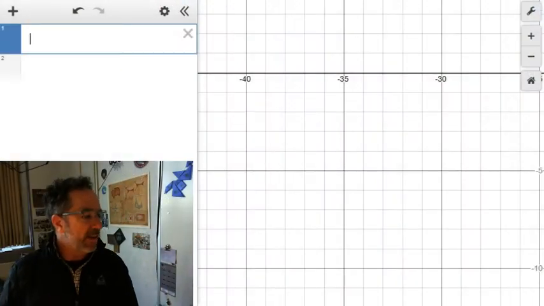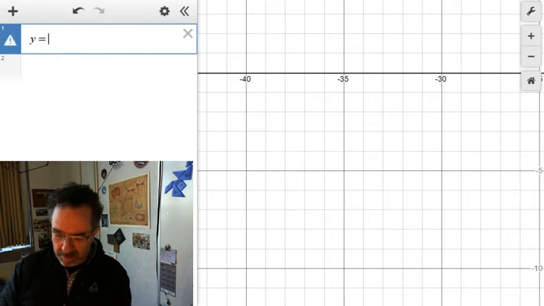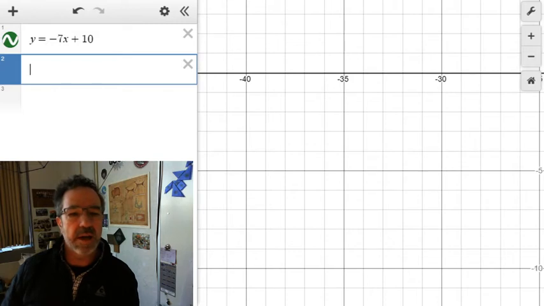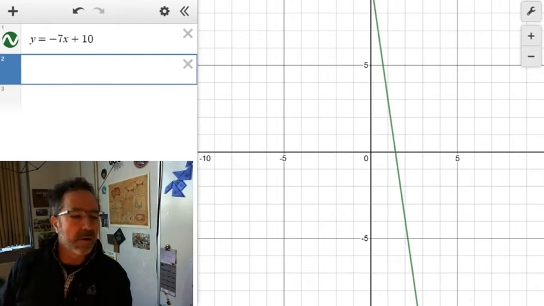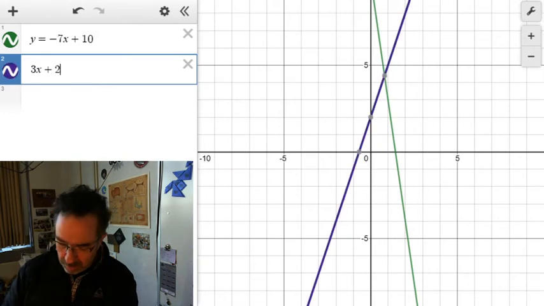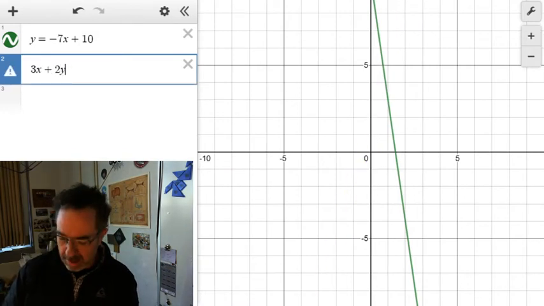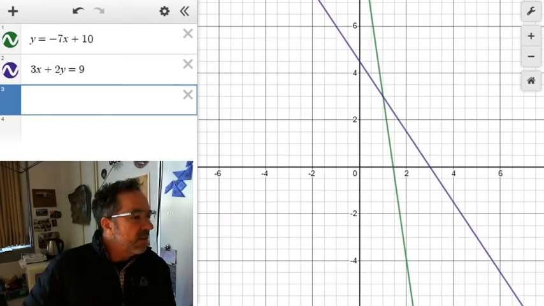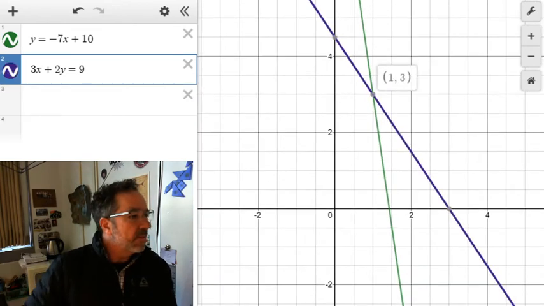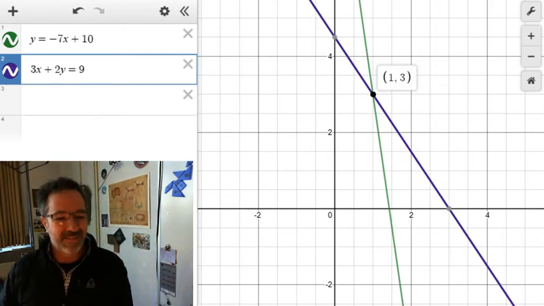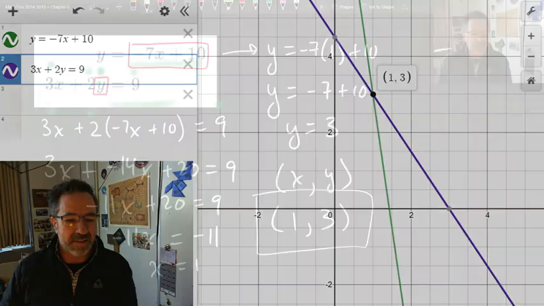Okay, so back at Desmos we go, and we're going to type in y equals negative 7x plus 10. Enter. Don't see it yet. Let me hit home. There we go. There it is. And the other line is going to be 3x plus 2y is equal to 9. Enter. And you can see it right there, right? I can zoom in. This is where these two lines meet. They meet when x is 1 and y is 3. Fabulous.